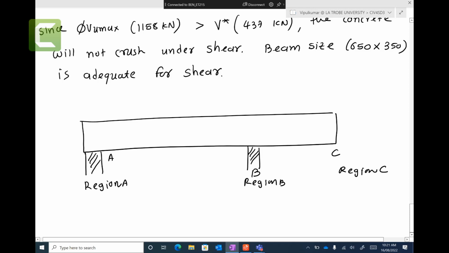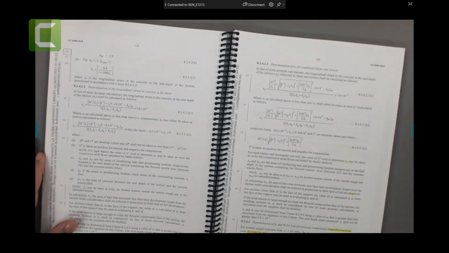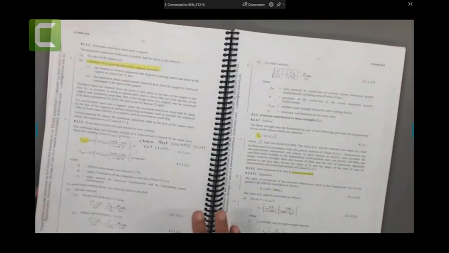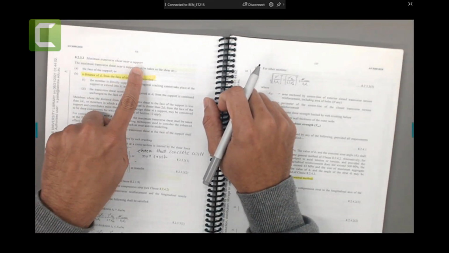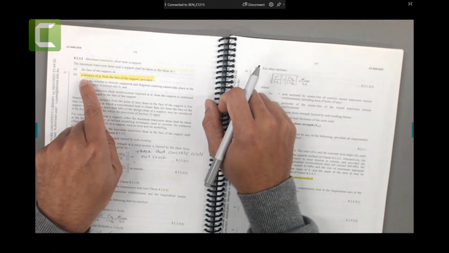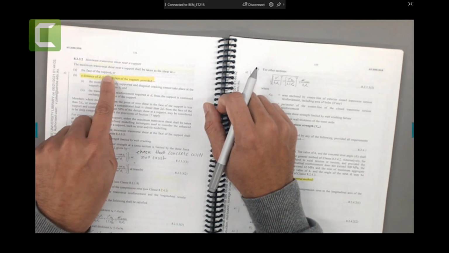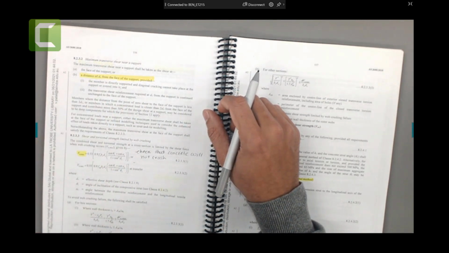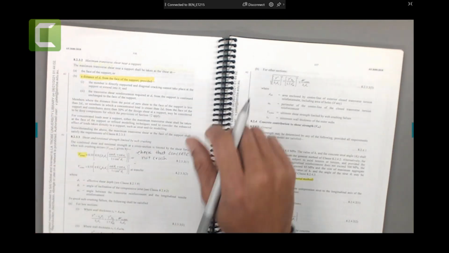Our standard says, I can show it to you, 8.2.3.2, maximum transverse shear force near a support. It says a distance dv from the face of the support provided. It could be at the face of the supports or it could be at a distance dv from the face of the supports. It can be either. Let's check that we have distance dv from the face of the support.